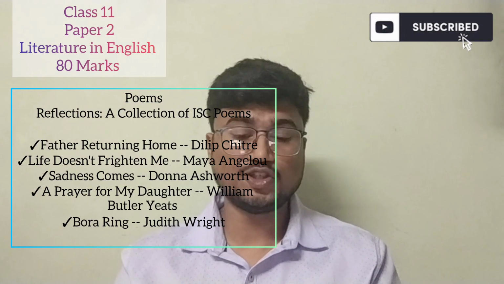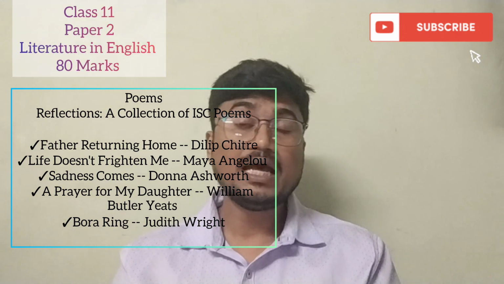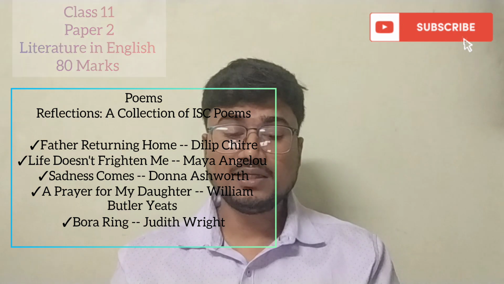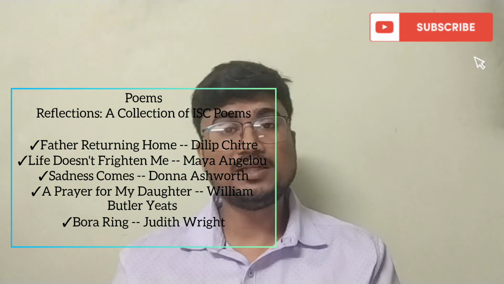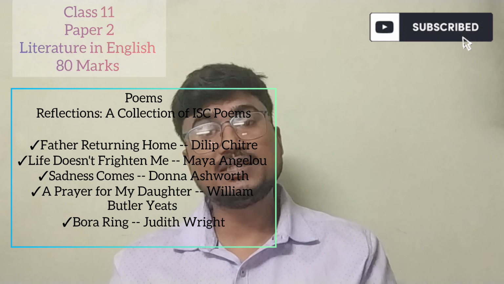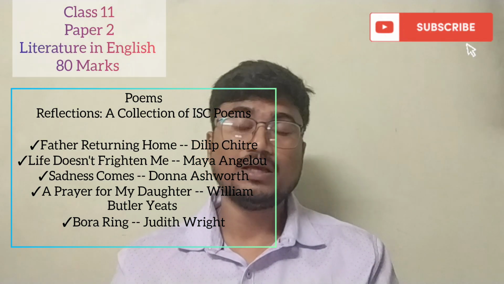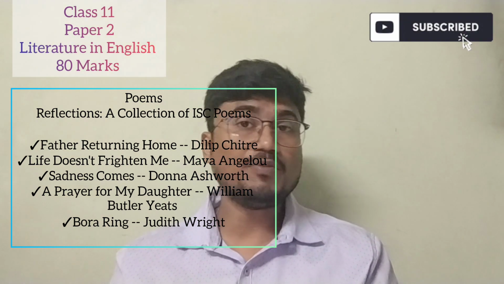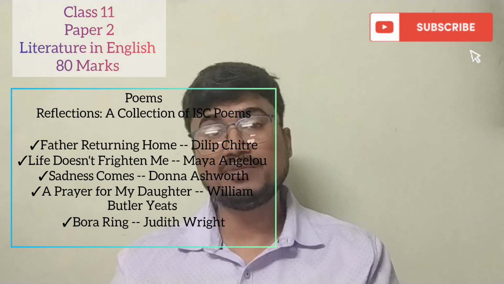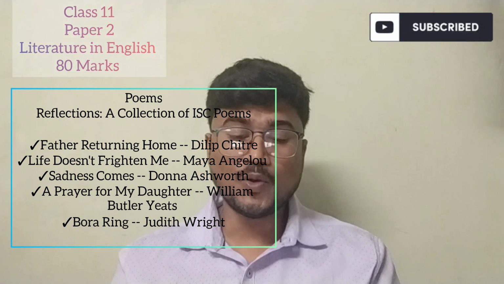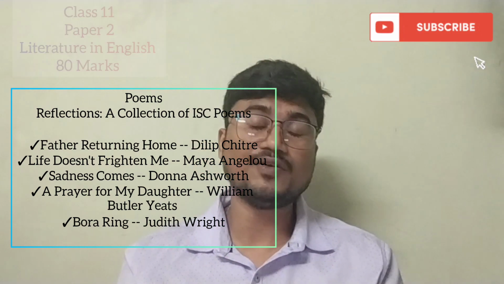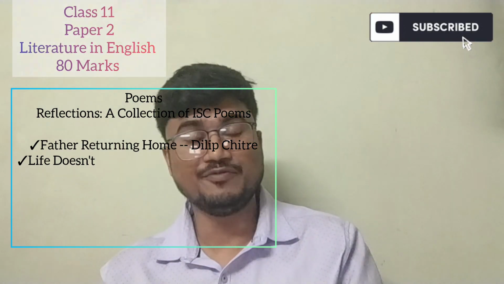Then you have your poems. The name of the book is Reflections, a collection of ISC poems. And here again you have 5 poems. What are they? Number 1 is Father Returning Home by Dilip Chitre. Number 2 is Life Doesn't Frighten Me by Maya Angelou. Number 3 is Sadness Comes by Donna Ashworth. Number 4 is A Prayer for My Daughter by William Butler Yeats. And number 5 is Bora Ring by Judith Wright. These are the 5 poems that you have in your ISC syllabus for class 11.